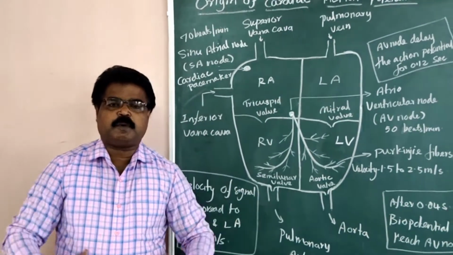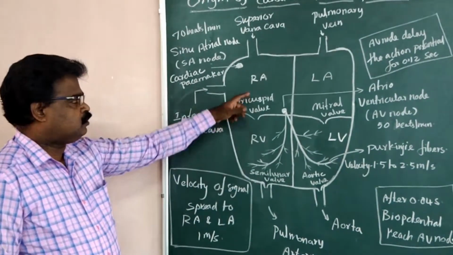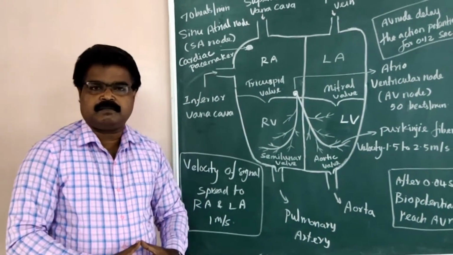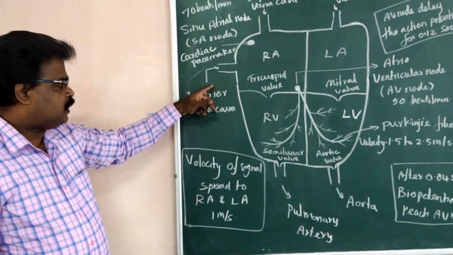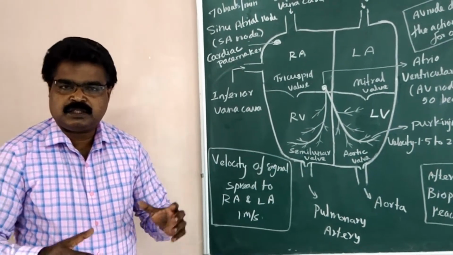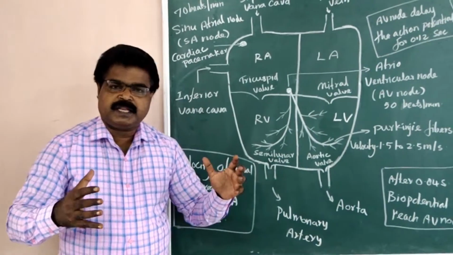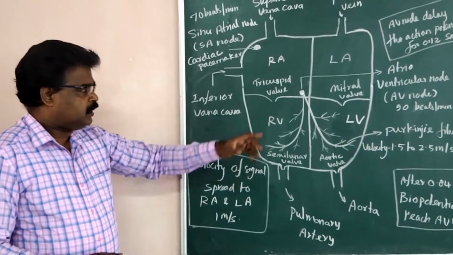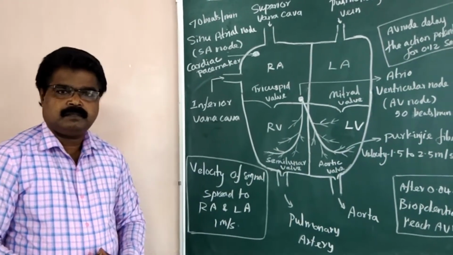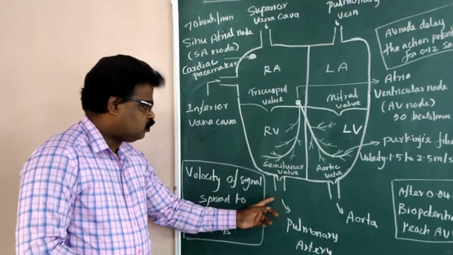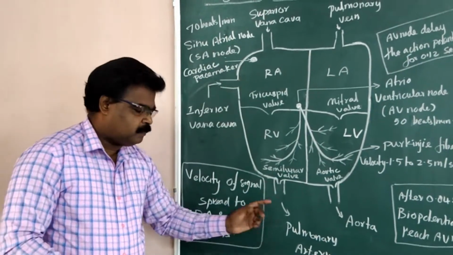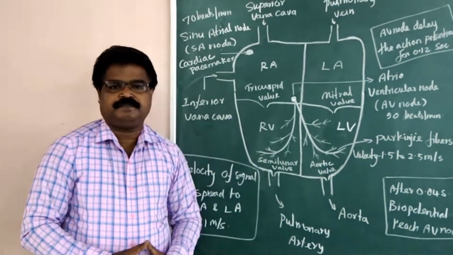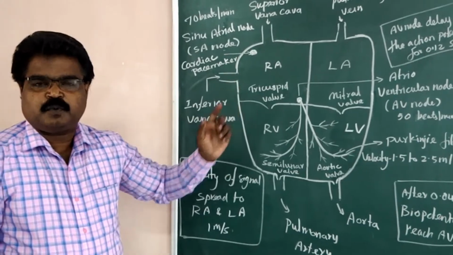The blood from various parts of our body, that is impure blood, enters into the right atrium through the superior vena cava as well as the inferior vena cava. Then it is pumped into the right ventricle. From the right ventricle, it is pumped to the lungs through the pulmonary artery, where the blood is purified.